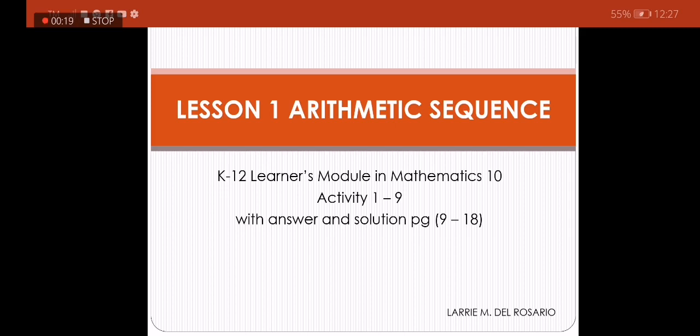Okay, thank you. So our topic for today is the different activities in the first quarter in Mathematics 10, which is all about the arithmetic sequence. So magbibigay ako ng iba't ibang set of activities na may sagot and at the same time complete solution and with enough explanation for you to be able to answer it and somehow help you na masagutan yung mga assignments ninyo in Mathematics 10. Okay, so in this video, we have the lesson 1 arithmetic sequence under the K-12 learners module in Mathematics 10.